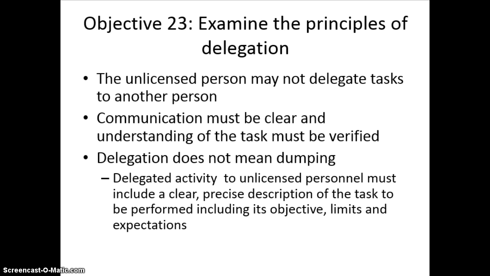Objective 23 says, examine the principles of delegation. Again, an unlicensed person may not delegate tasks to another person. It has to be a licensed person delegating to another person. The communication must be very clear, and the individual must understand the task and verify that they understand exactly what the task needs to be done. And delegation does not mean dumping. Delegated activities to unlicensed personnel must include clear, precise descriptions of the task to be performed, including subjective limits and expectations.